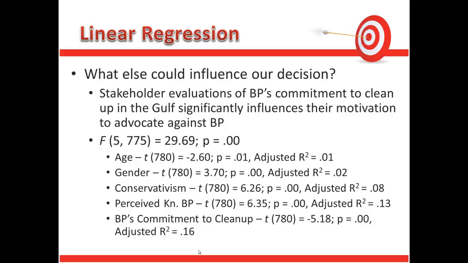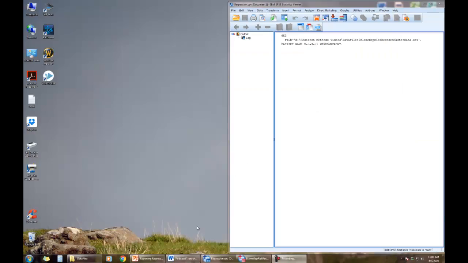So, if these were the results, overall with these 6 variables, we'd have predicted about 30% of the variance in people's motivation to protest against BP. In social science terms, that's pretty darn good. So we leave the background here, and we'll come back to our demonstration.